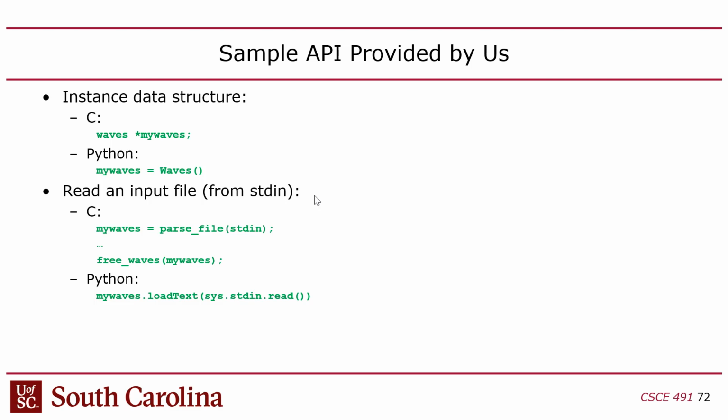So basically you just declare a pointer to a waves object, and then you call parse file standard in. And you might say, why standard in? Why not give it an actual file, the file where the waves are? Well, because we have an auto grading framework that's going to send these waves in through standard in. So you want to use standard in as the file, and expect the data to come in on standard in.